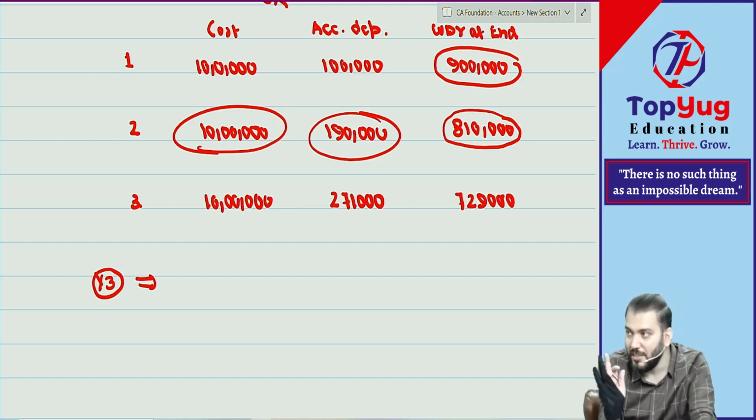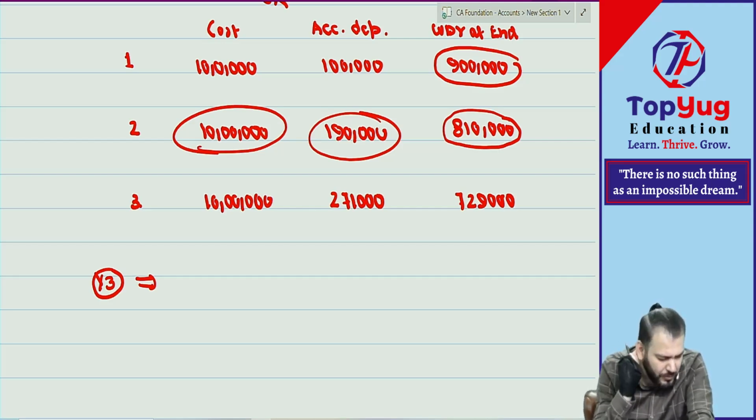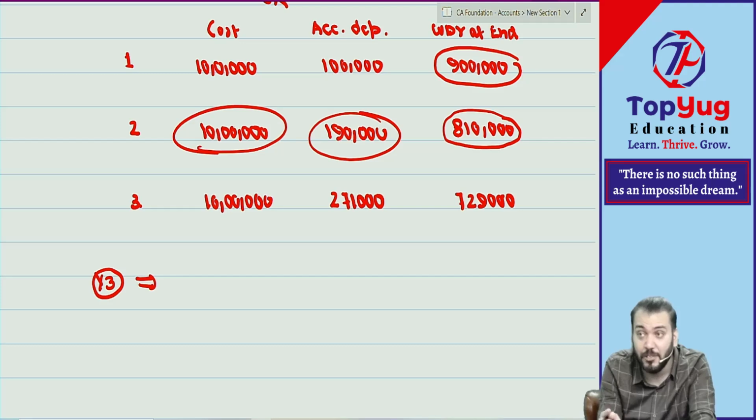One second. Listen what I am saying. You have understood this calculation? What is depreciation expense of first year? Depreciation expense means how much will be transferred to PL. What is depreciation expense of first year? How much? And what is depreciation expense of second year? How much? 90,000. Means accumulated depreciation and depreciation are different.